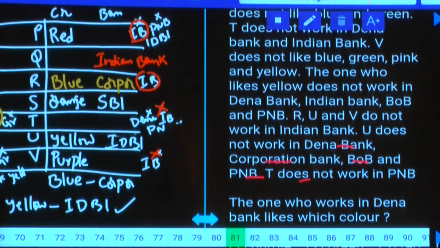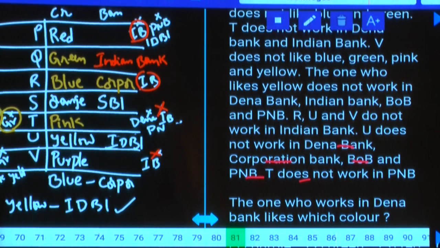Now we are left with green and pink. Now if you observe here, this person T does not like green color, hence green cannot be T. Hence who must like green color? Q must like green color. If Q likes green color, then what about this T? T must like pink color. Now the colors were finalized.